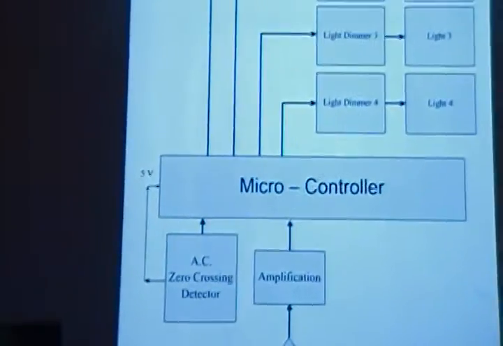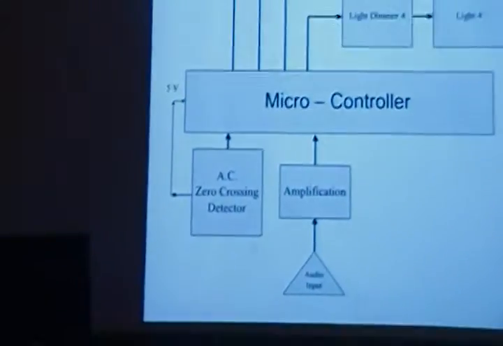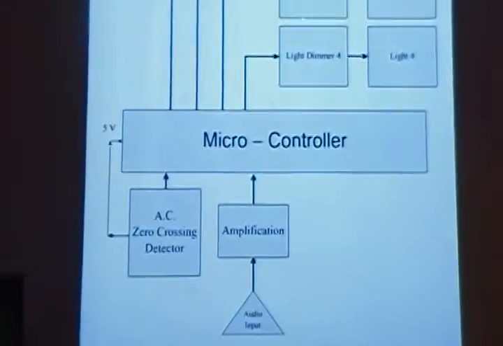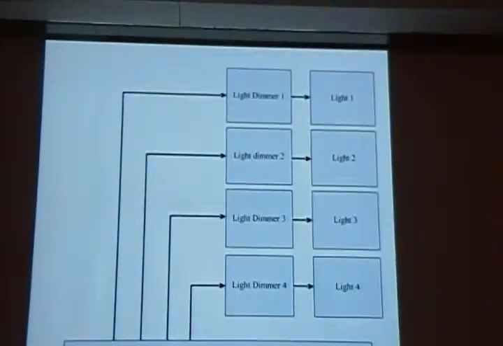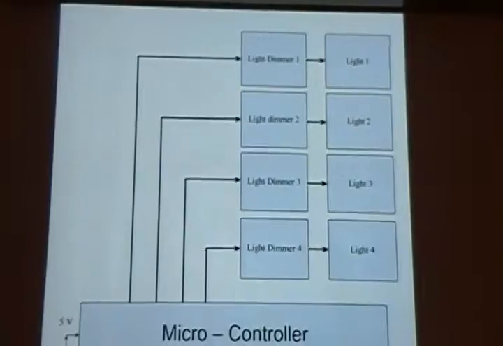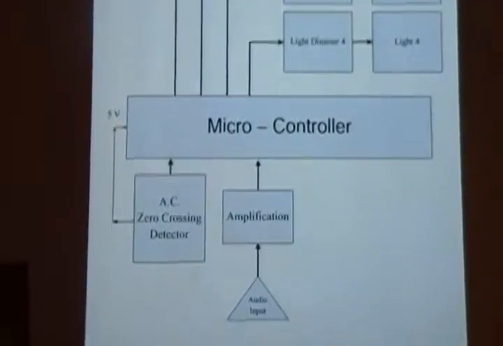This includes our amplification circuit, our AC zero crossing detector circuit, dimmer circuits that are connected to the light, and basically our microcontroller. I will go over most of these items here. I'm going to start off with the microcontroller.